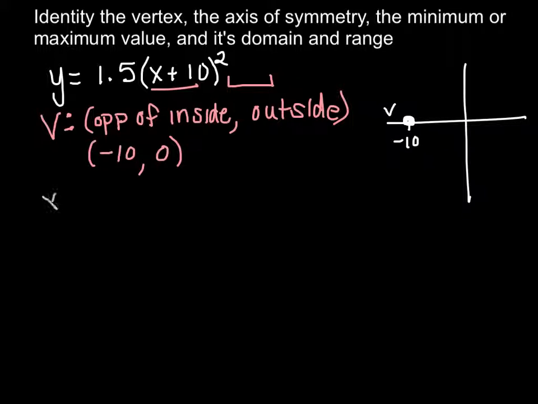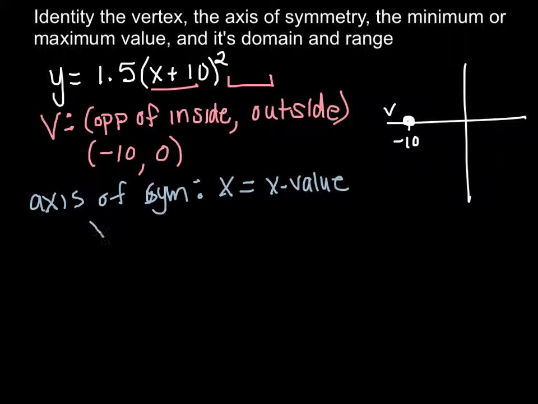Axis of symmetry. Axis of symmetry is x equals the x value of the vertex. So the axis of symmetry is x equals -10. And what that does is it cuts the parabola or quadratic in half.